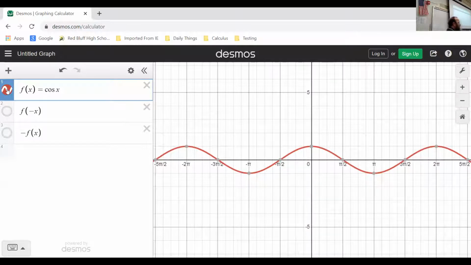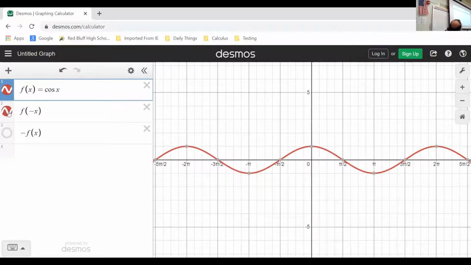Symmetry on the y. Who else would go with that one? If the cosine has it, the secant's going to have it. Cool? So you're right. If the cosine has it, look what happens when I try f of negative x. It's the same exact thing. So when I try to replace the inside with a negative x, I got the original function back, no changes.